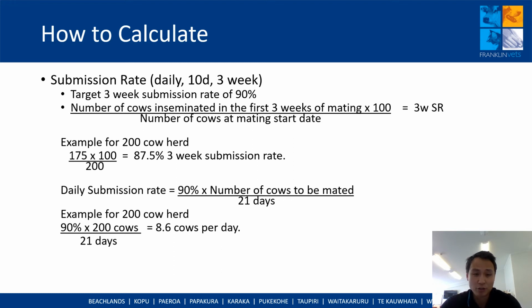To get the daily submission rate, you take your target, so in this case we'll aim for the industry target of 90%, and times that by the number of cows mated divided by the days, so 21 days is the 3-week submission rate, and that would give us a figure of around 8.6 cows per day for a 200 cow herd. Just some quick things to remember: cows are only counted once when calculating that. Don't just count the number of inseminations in the first 3 weeks, as some cows may have had 2 inseminations in this time period.